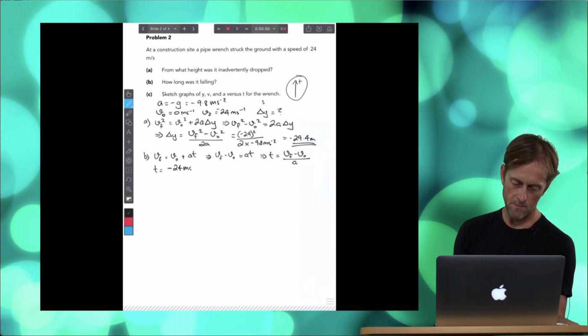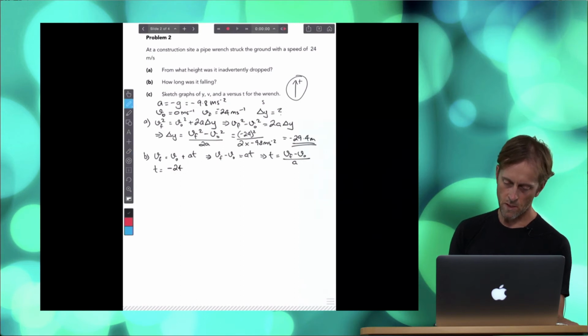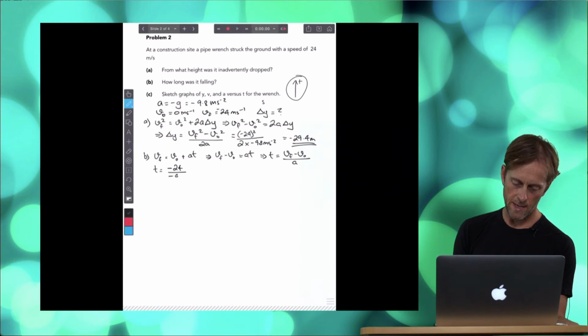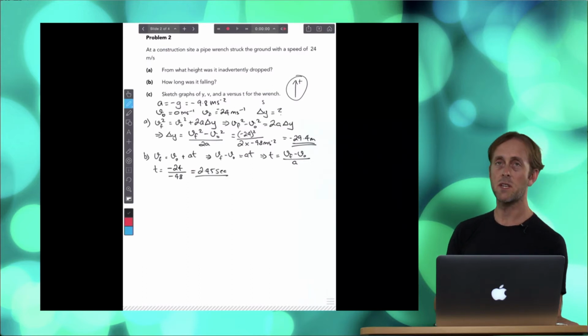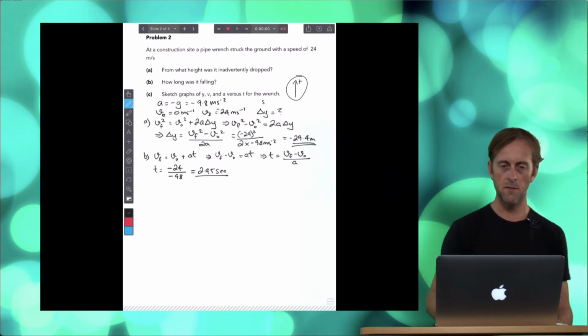meters per second. Should probably put the units in at this stage, but it just makes things messy, so just leave it as a number. Over the acceleration, which is minus 9.8, and I get an answer there of 2.45 seconds. Comes out to be a positive number, as it should, negative over negative.